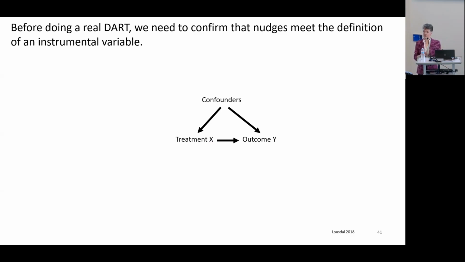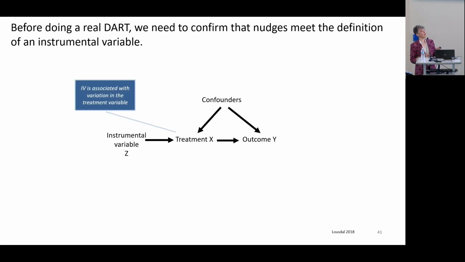Given the amount of time, I'm going to go really quickly through this, but step number one is we need to demonstrate that these nudges do in fact meet the criteria for an instrumental variable. I'm meeting with students afterwards, so if anyone wants to talk to me about instrumental variables, I'll talk to you then. But I'll just quickly say that in order for this randomization to actually work and have us be able to analyze this as a randomized trial, it needs to meet 4 criteria.